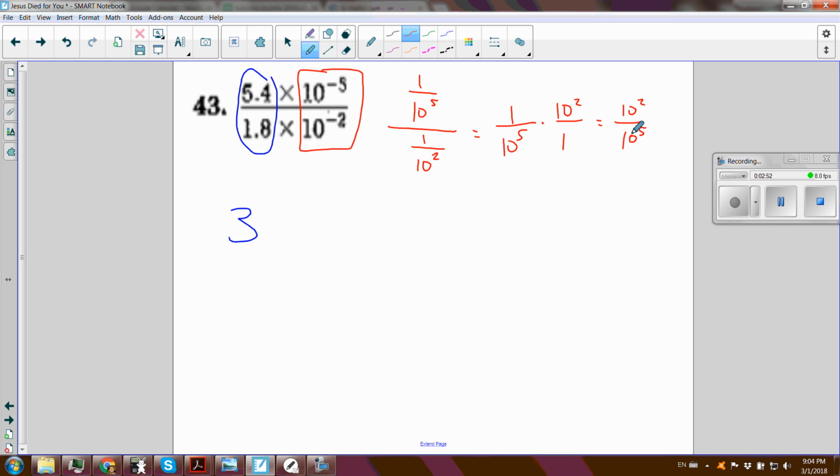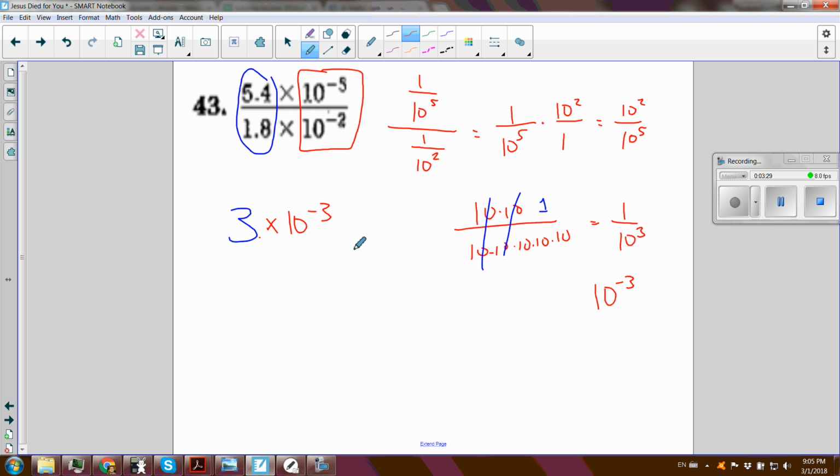What's 10 squared over 10 to the 5th? 10 times 10 over 10 times 10 times 10 times 10 times 10. 2 of those 10s cancel out. You're left with a 1 in the numerator. So we've got 1 over 10 cubed. 1 over 10 cubed is 10 to the negative 3. So it's 3 times 10 to the negative 3. It's already in scientific notation because you've only got one digit 3 in front of the decimal point, which is right there.